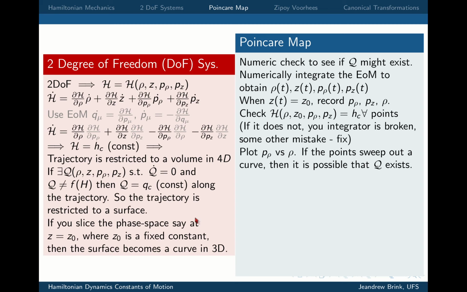So the arrow only goes from Q exists to it's a curve. Seeing a curve numerically says you can at least look for Q, but it doesn't prove that it exists. Okay, so if you see a curve, go look for it. And here's a quote from Marsden, who's an atheist.